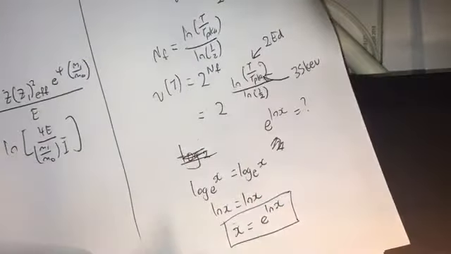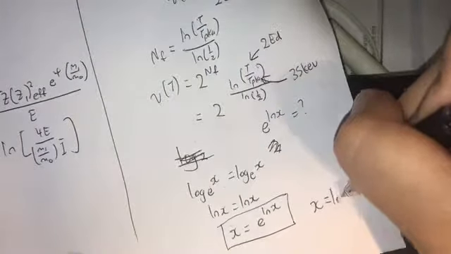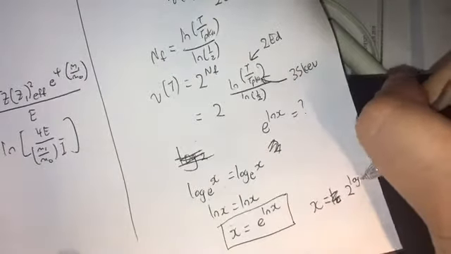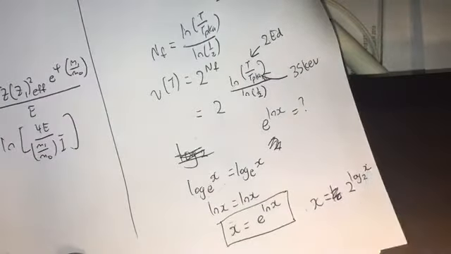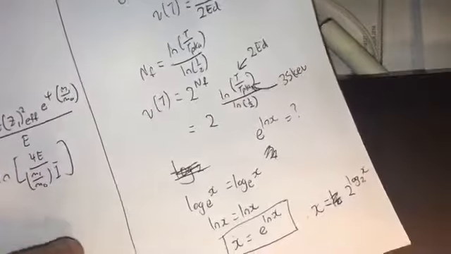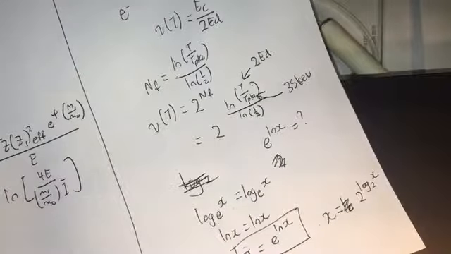Now, we can generalize that to mean that if it's base 2, x equals 2 to the power of log base 2 of x. So all we need to do in this case is change the base of this logarithm to base 2. So that's what I'm going to do first.